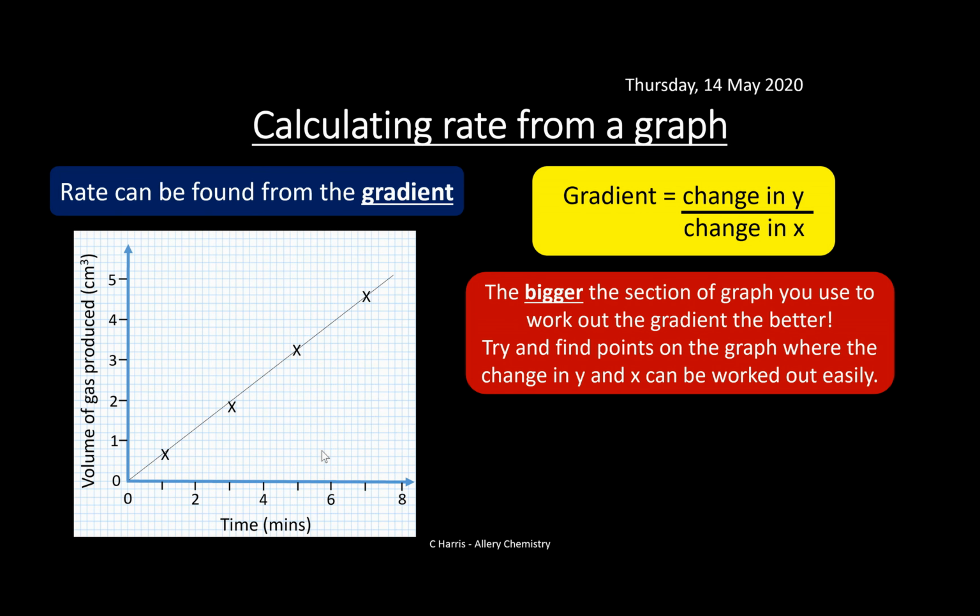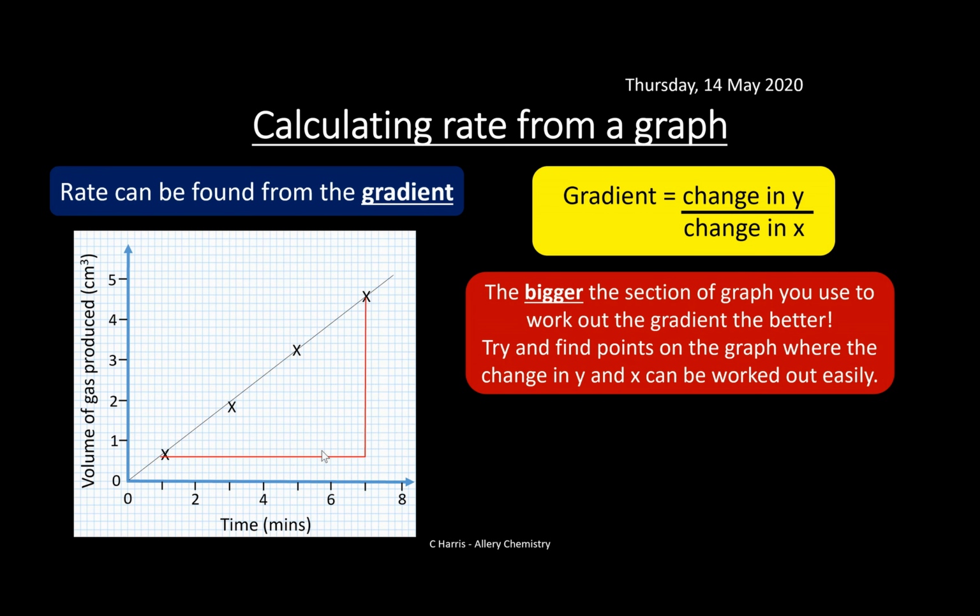So always, as a general rule, use at least half the graph paper, and particularly when you're working out a gradient, try and get the biggest gradient you possibly can, the biggest section to work out the gradient from your graph. If you do it that way, you're more likely to get results which are more accurate and reflect your results from your experiment more carefully. So what we're going to do is try and find points on the graph where the change in y and change in x can be worked out really easily.